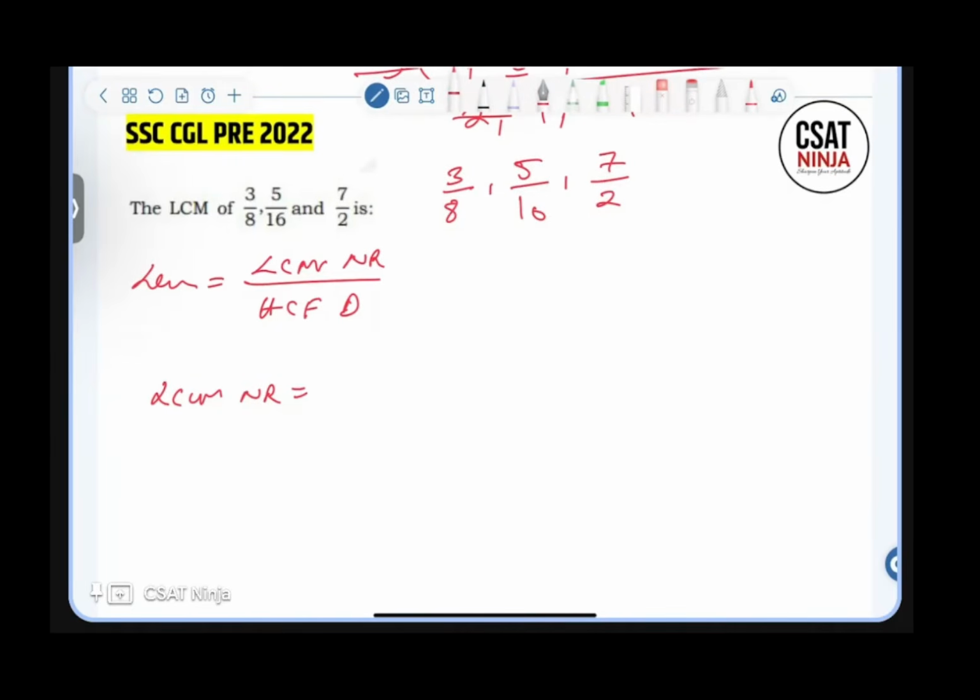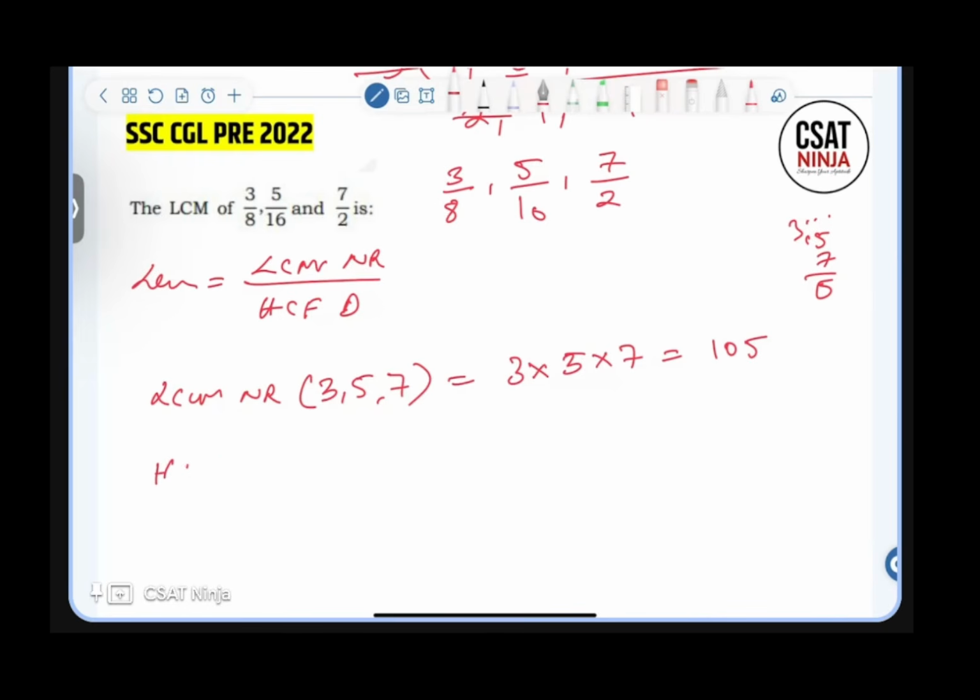So the LCM of the numerator means LCM of 3, 5, and 7. What is it? Remember, all these three are prime numbers. If all the numbers are prime numbers, the LCM will be just the multiplication of those numbers. Multiplication of all the numbers will give you LCM, if all the numbers are prime, or if all the numbers are co-prime, okay? So 5 3s are 15, and 15 times 7 is 105. So LCM of the numerator is 105.